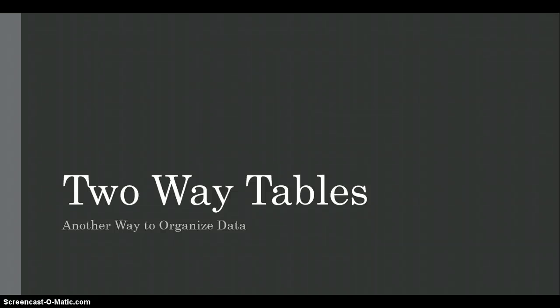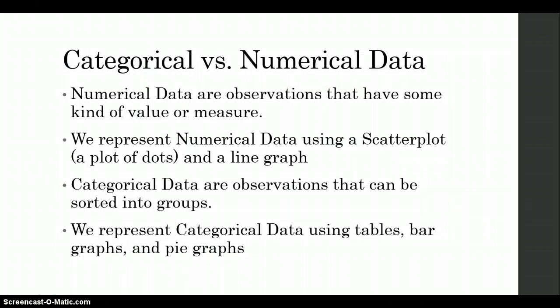Alright, tonight we're going to talk about two-way tables, which is another way to organize data. Before we do that, we need to look at the two different types of data, and the two different types of data are numerical and categorical. Numerical data are just observations that can be measured, and we represent numerical data using scatter plots or line graphs. And categorical data are observations that can be sorted into groups. And we represent categorical data using tables, bar graphs, and pie graphs.